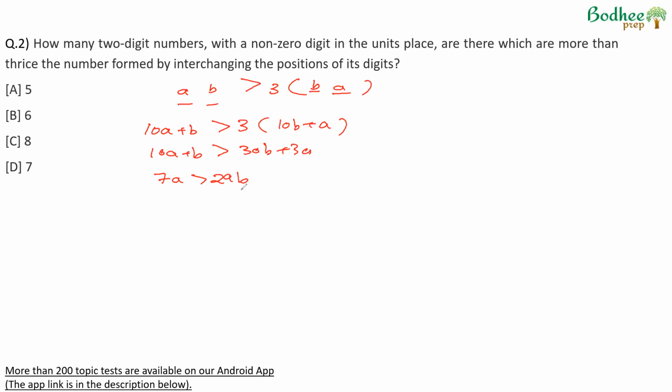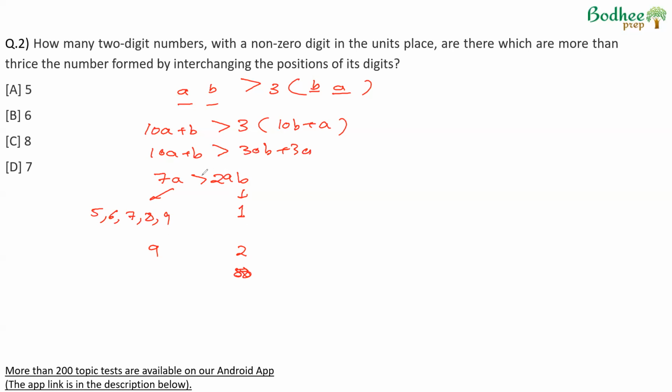B is a non-zero number. Therefore, if we take B as 1, the right hand side is 29. So A can be 5, 6, 7, 8 or 9: 35, 42, 49, 56, 63 are greater than 29. If we take B as 2, 29 twos are 58. For 7A to be greater than 58, A has to be 9. If we take B as 3, 29 threes are 87.